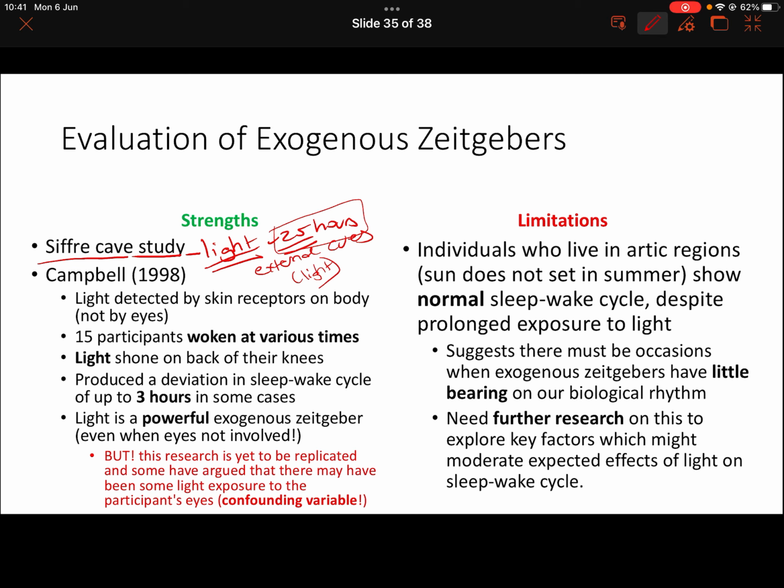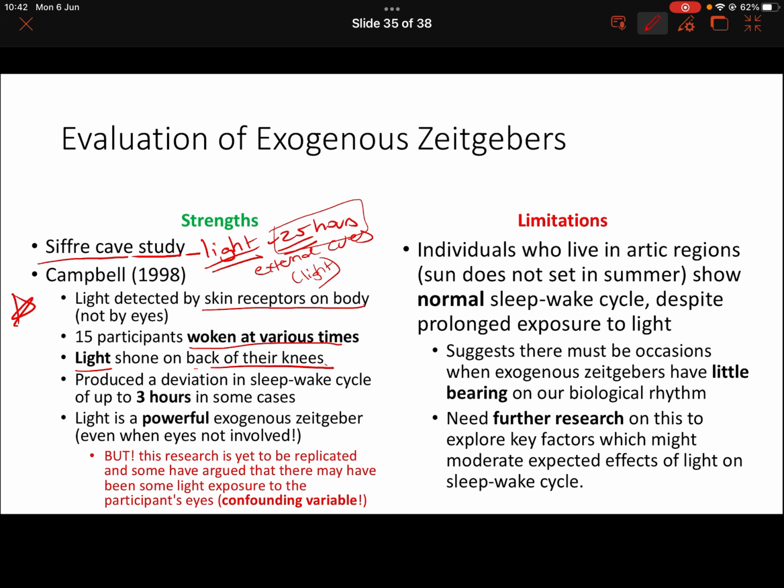Okay, so let's have a look at further research into exogenous Zeitgebers. So in this innovative study by Campbell, they demonstrated that light may be detected by skin receptor sites on the body, even when the information is not received by the eyes. So 15 participants were woken at various times by having a light pad that was shone on the back of their knees.